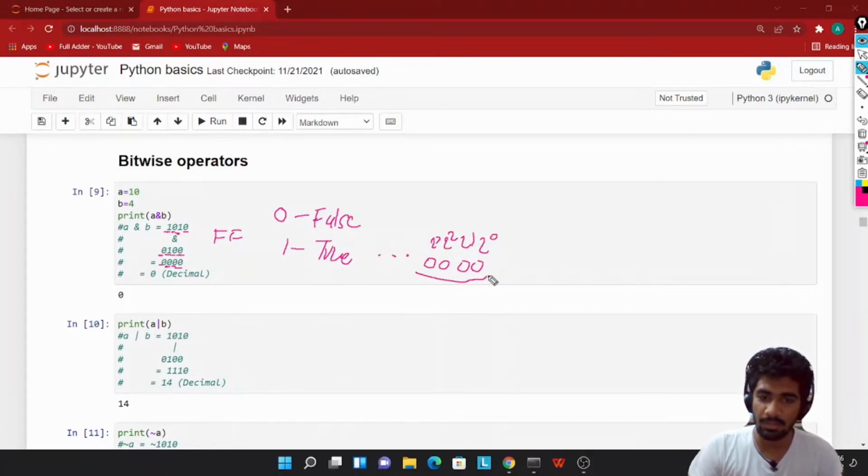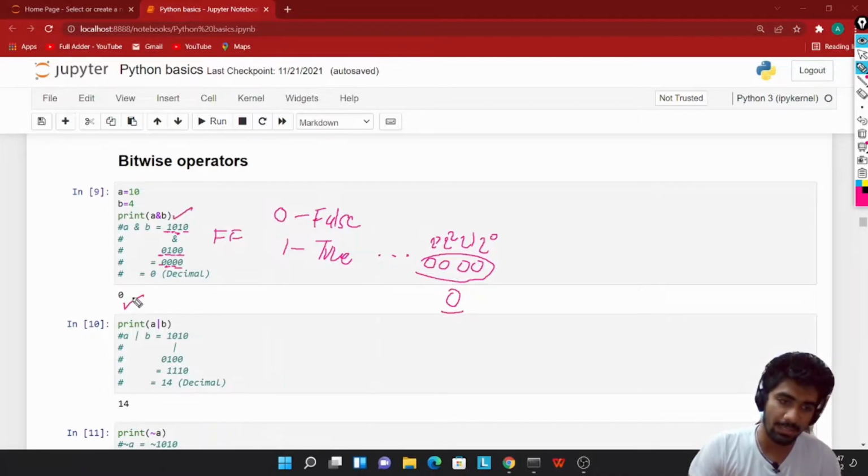Okay, so when you try to see this, the output would be 0, right? Because we are not considering any power value, so that's the reason the output is 0. So that's the reason when you execute the statement, when you perform the print statement between A and B, you are getting the value as 0. So this is how the bitwise AND operator works.